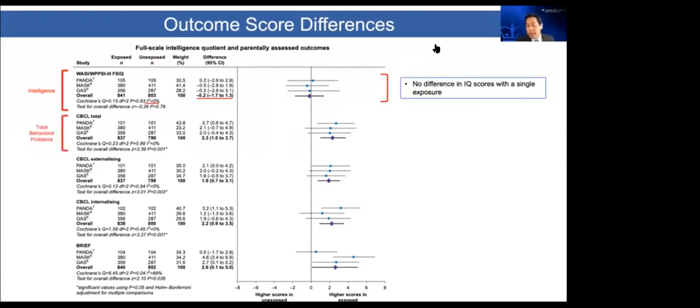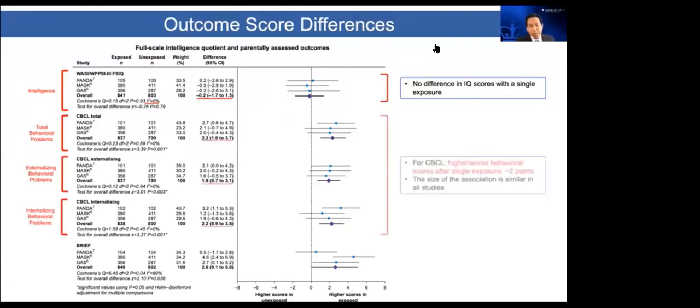The next outcomes are the CBCL scores, of which there's a total behavioral problem score, an externalizing behavioral problem score, which looked at problems like aggression and ADHD, and internalizing behavioral problems like anxiety and depression. And overall, for CBCL, higher scores mean more problems and are worse. What you can see here is that children with a single exposure to anesthesia have scores that are about 2 points worse than unexposed children, and that the size of the association is similar in all 3 studies.